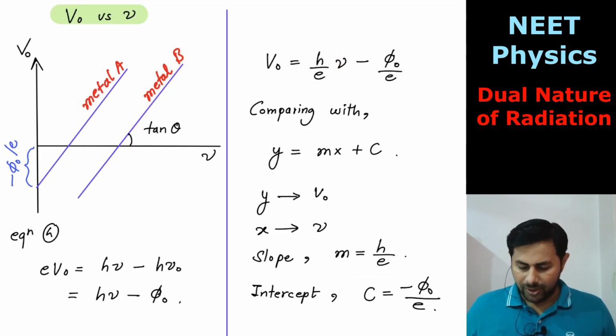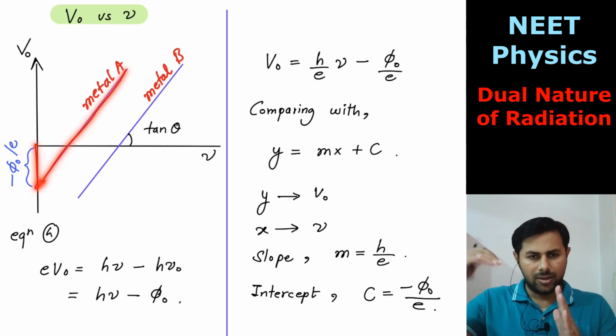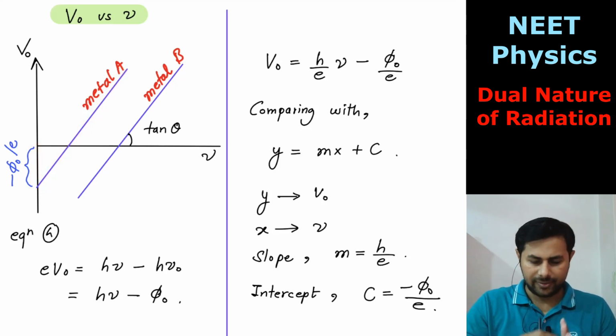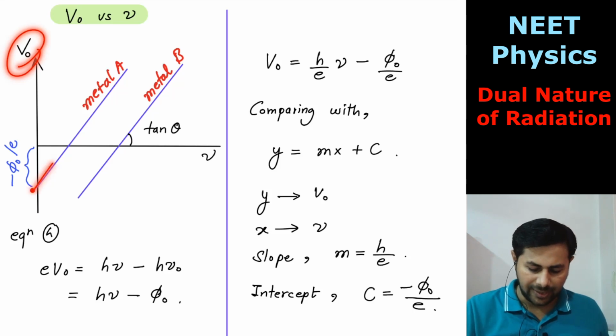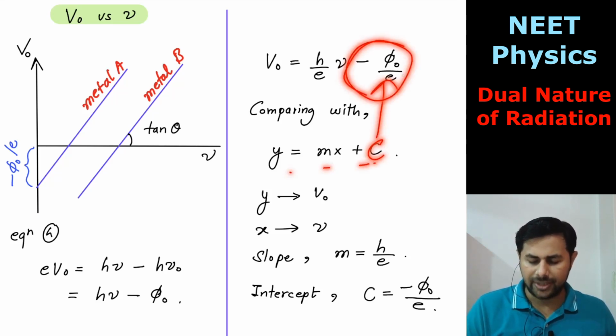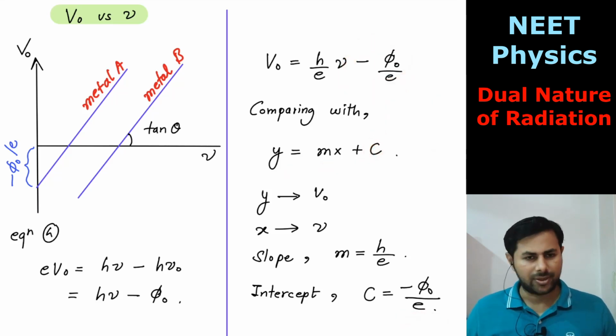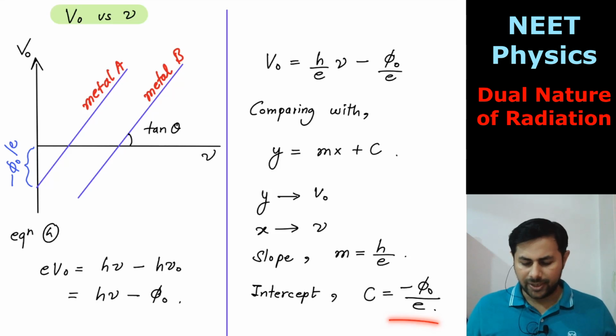Okay, good. And then next is the intercept. What is the intercept? The point at which x is 0. This line will cut the y-axis. Here it is the V naught axis. The line cuts over here, so that is the intercept. Now if you compare that with y equals mx plus c, then you get the intercept is equal to what? Minus phi naught divided by e. It's equal to minus phi naught upon e. So it explains this graph too, right? This is clear. So Einstein's theory explains all of the observations of the photoelectric effect.